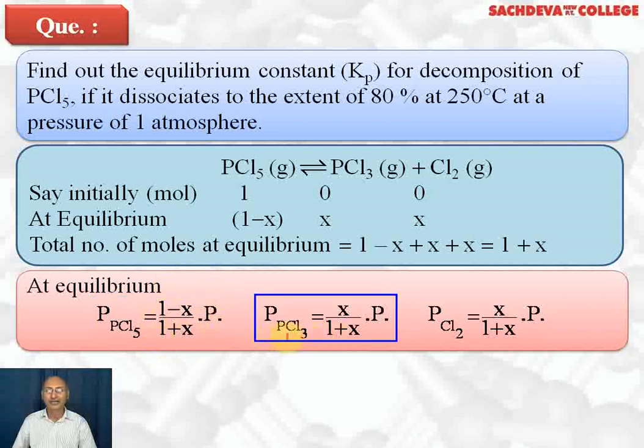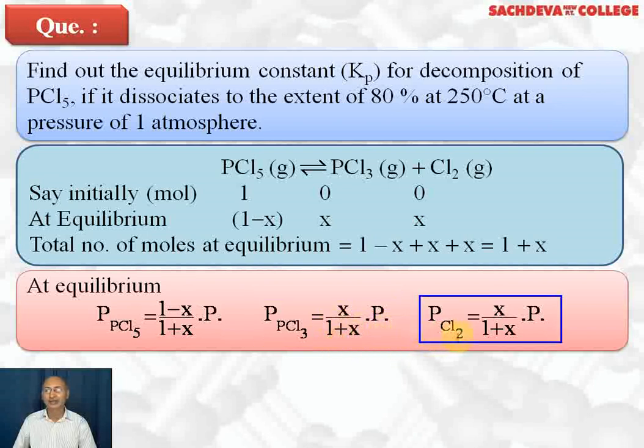In the same way, we calculate the partial pressure of PCl3. This is equal to its number of moles divided by the total number of moles, into total pressure, that is X over 1 plus X into total pressure. The partial pressure of chlorine will be the same, X over 1 plus X into total pressure.